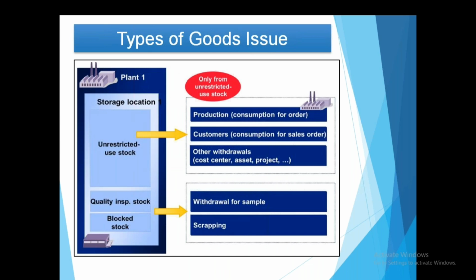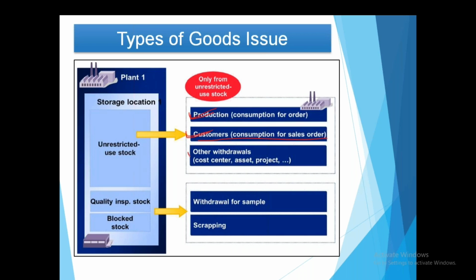Okay, so basically there are two types of goods issue. One is planned goods issue. Another one is unplanned goods issue. Planned goods issue is like you issue raw materials to the production. The production department needs some raw materials for a production order, and you will issue those materials to the production. That is the planned one. Another one is you issue the product to the customers. You manufacture the product and issue it to the customer, which is called consumption for sales order.